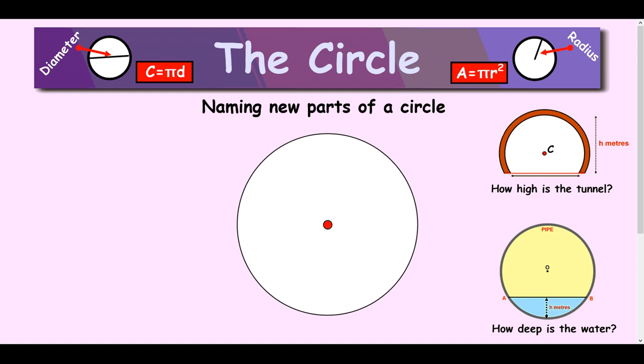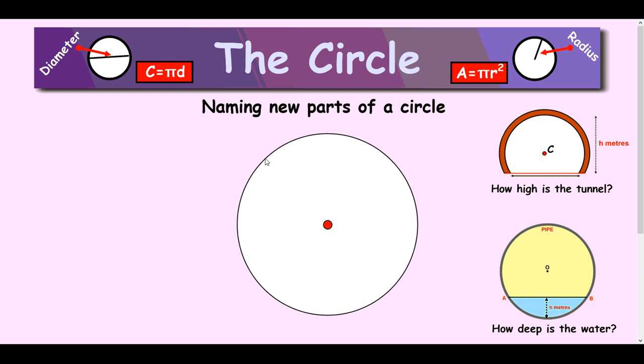Now the types of questions we're going to look at are called Pythagoras inside a circle questions. They usually involve these two types of questions. You've got a tunnel question, where you want to get the total height, and then you've got this kind of pipe question where you want to get the height of the water.